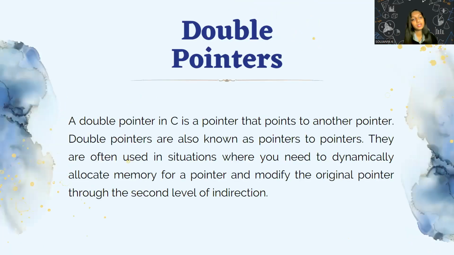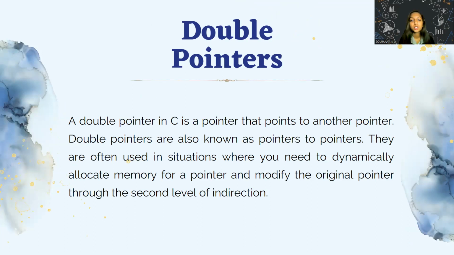Let's see what double pointers are. A double pointer in C is a pointer that points to another pointer. First, we saw pointers. A pointer was a variable which stored the address of another variable. But here, a double pointer is a pointer which stores the address of a pointer. And a pointer stores the address of a variable. Double pointers are also known as pointers to pointers.